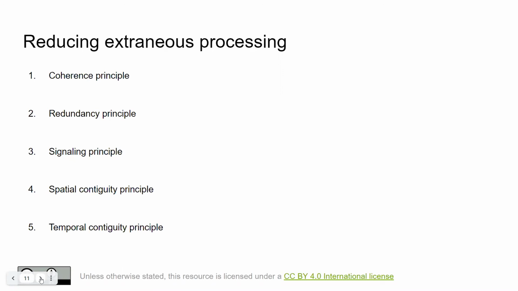And finally, he talks about temporal contiguity, which, as you can guess, relates to things that belong together should be close to each other in time. Okay, so 5 ways to reduce this extraneous processing.